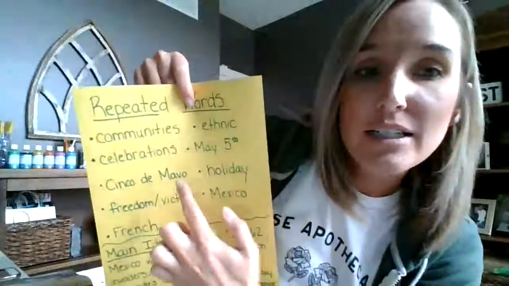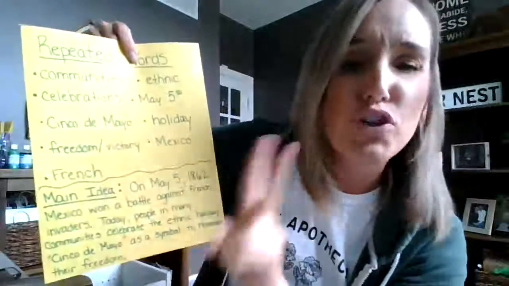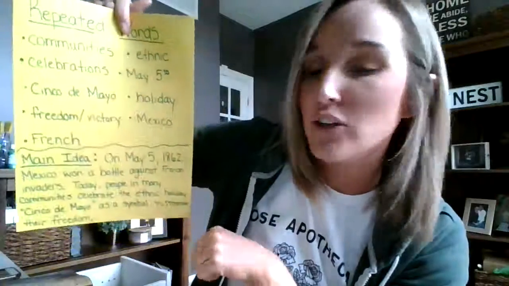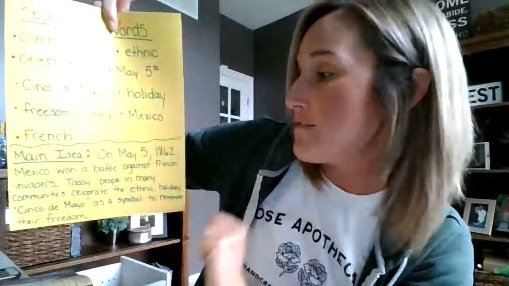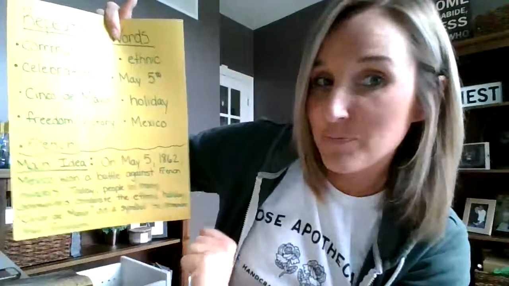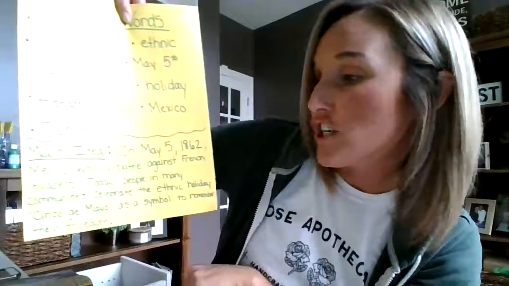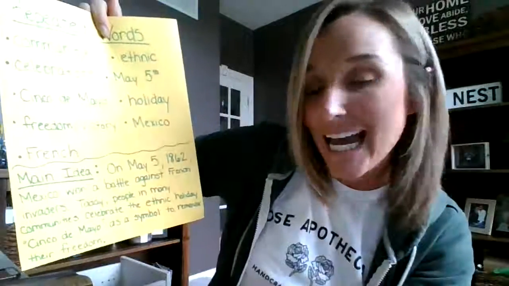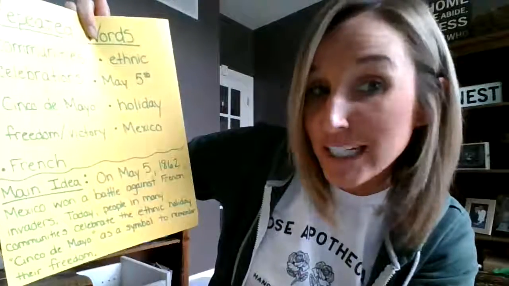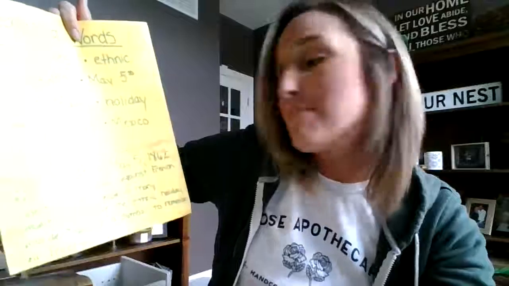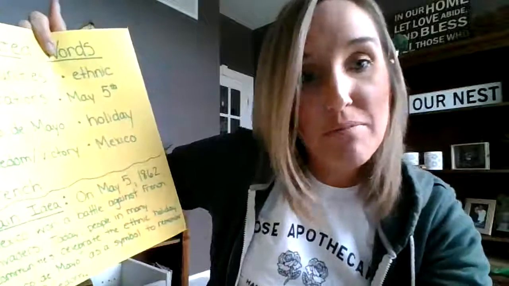Using these words and my brain, I came up with 2 sentences to kind of say, this is the main idea. This is what the author wanted me to learn. And I said, on May 5th, 1862, because that was the important date, Mexico won a battle against French invaders. Today, people in communities all over the world celebrate the holiday Cinco de Mayo as a symbol to remember their freedom.